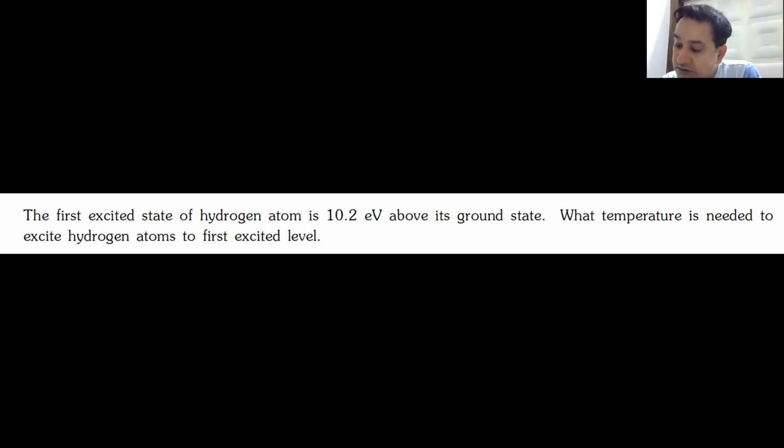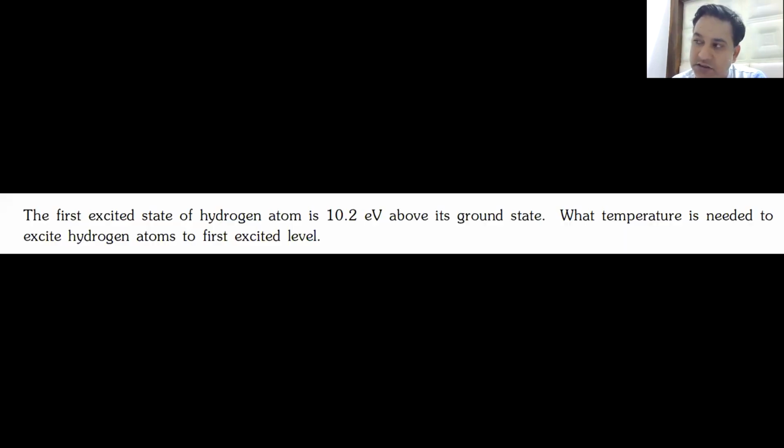What temperature is needed so that the atoms get excited? I'll give you time. Not striking, sir. The approach is very simple. You need 10.2 electron volts of energy, and you must know what is the average kinetic energy of one atom of hydrogen. If you know this, you equate the two and you get the answer. Shall I show you the calculations?